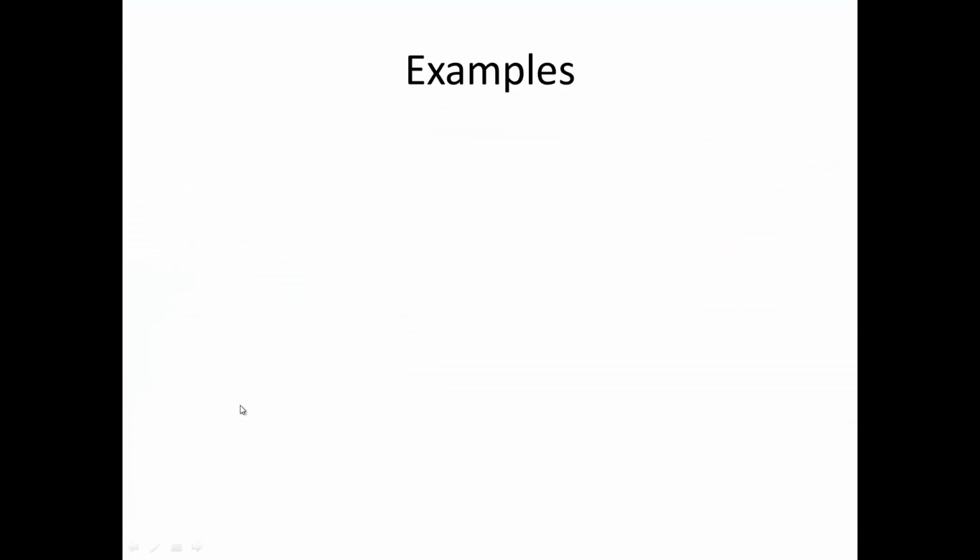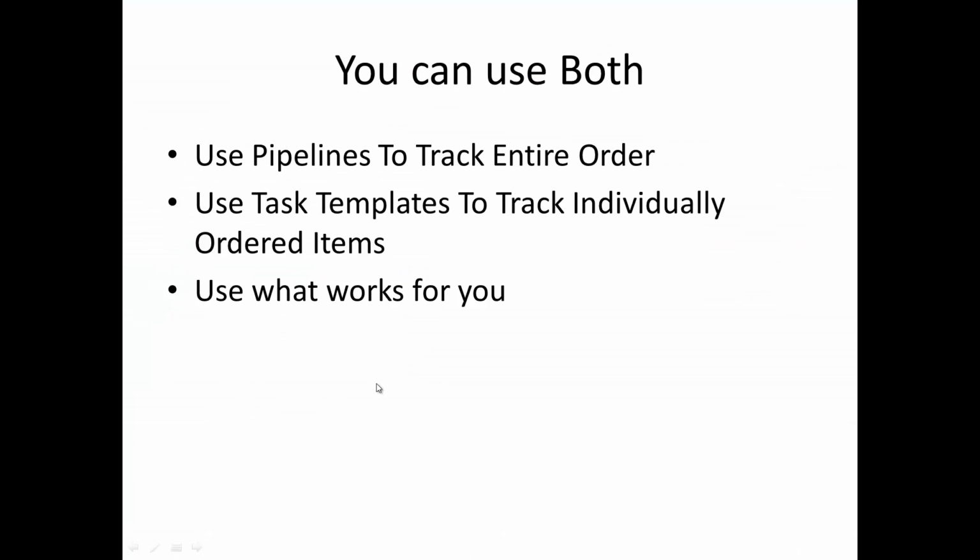Let's jump back. All right, so you can use both. Pipelines work really well at tracking the entire order. Task templates work really well at tracking the individually ordered item. Sometimes businesses will have individual task templates assigned to different people, like the touch-up artists or the print lab individuals or the packaging. They'll create all the tasks with the assignments to different people, and then have those people, as they mark off tasks, change the pipeline status.